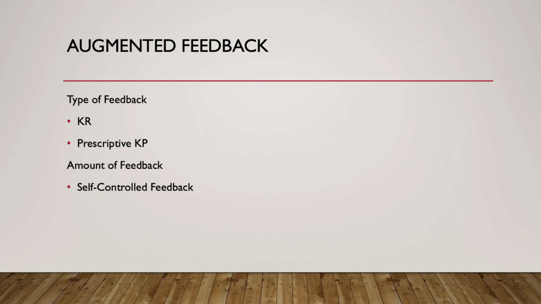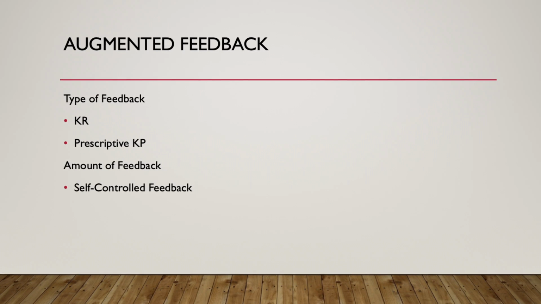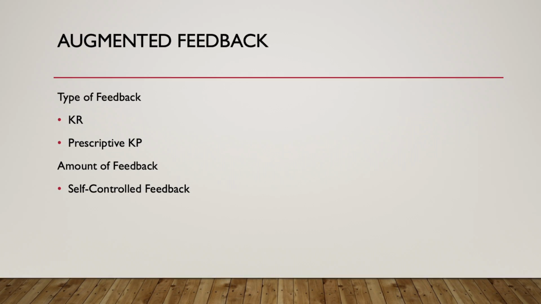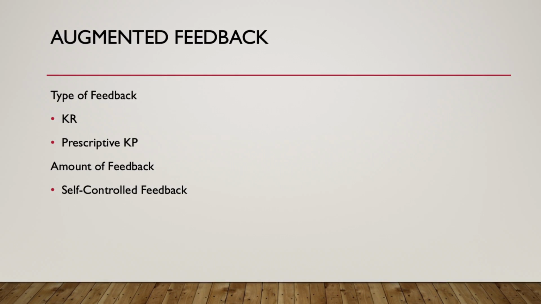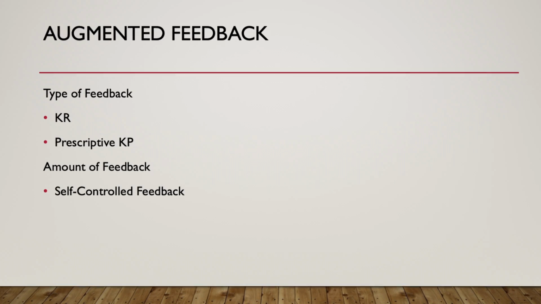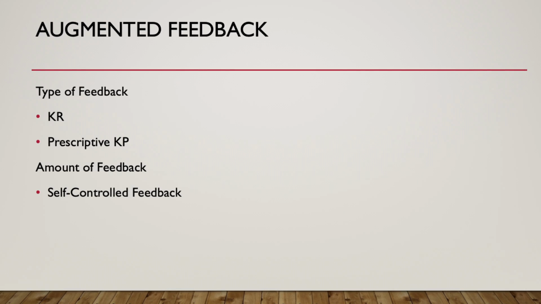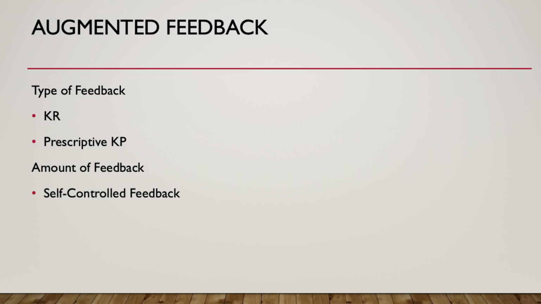Since the video is intended for beginners, whenever the learner is given feedback, it will be KR and prescriptive KP, since the learner will not know if he or she is doing the movement incorrectly. Throughout the 2-hour practice session, the learner will be given feedback whenever he or she requests it. Self-controlled feedback leads to more active involvement in the learning process and encourages self-discovery learning, which is crucial for motor learning.